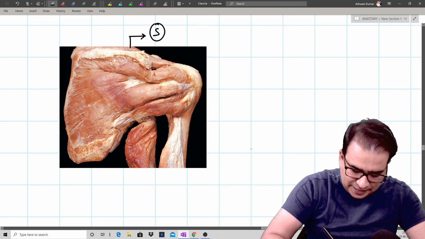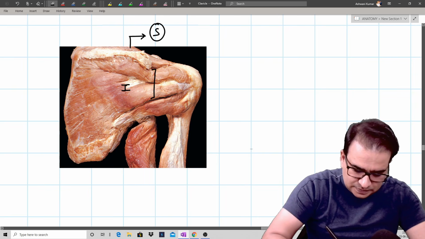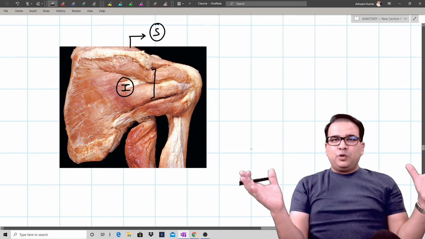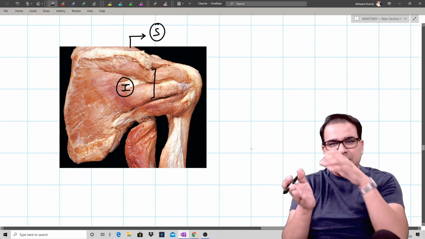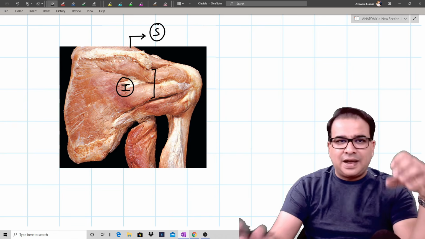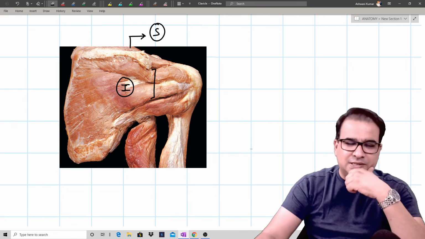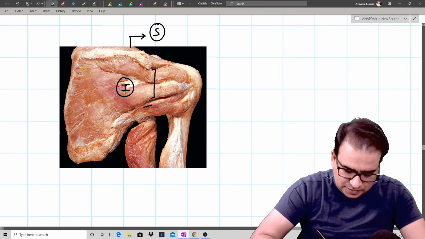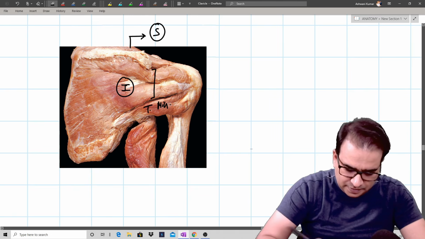This whole thing, look at this entire thing, is infraspinatus, having a very broad origin. It's a triangular muscle converging toward the greater tubercle. That's why it looks like there are 2-3 muscles, but it's a single muscle only, that is infraspinatus. And this here is the teres minor.